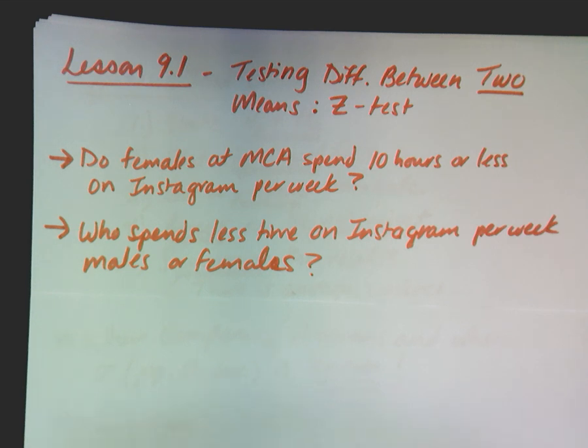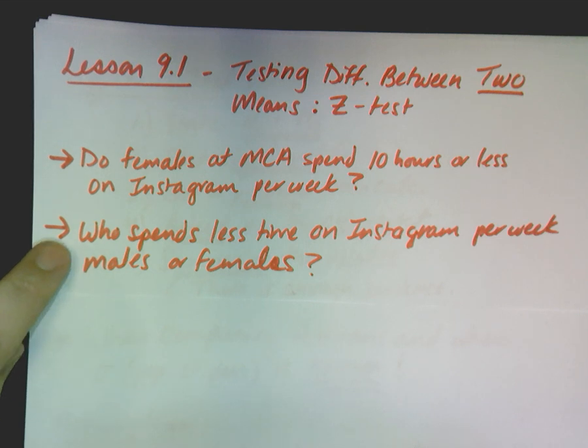So I gave you two questions here. Do females at MCA spend 10 hours or less on Instagram per week? So then what would I do? I'd collect my data from a random sample of females at MCA. Okay, that would be a one mean t-test actually, but we're going to say z-test. Let's say I knew the population standard deviation.